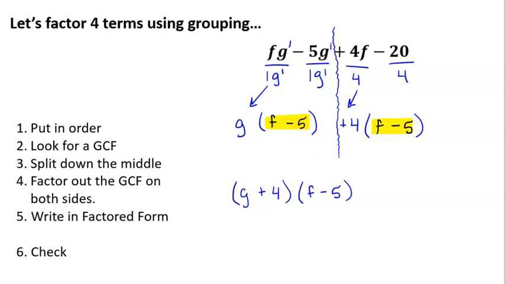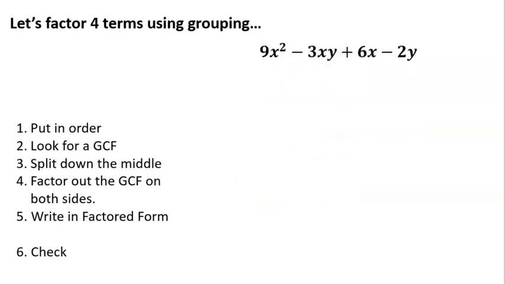So now let's do another one. So with this one, let's go ahead and split it down the middle. And then from here, let's look for our GCF in the first half. And so we know that 3 is going to be the highest number that goes into both of these. And then they both have an x, and the lowest exponent on the x is a 1. So you can put your 1s there to help remind you.